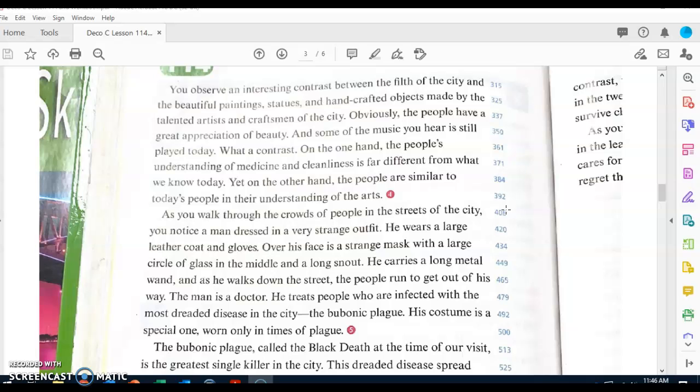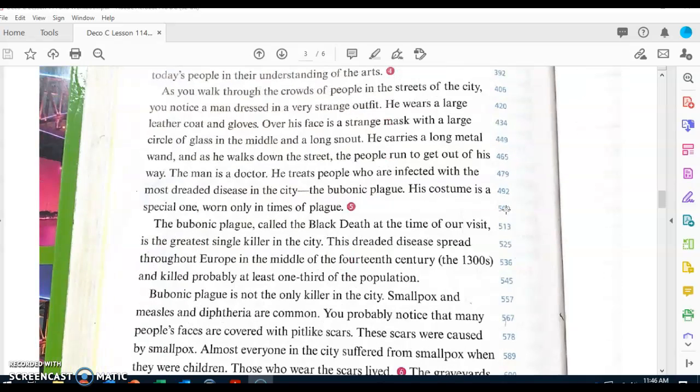Listen to question number 4. What great contrast existed in the city? The great contrast that existed in the city is between people's understanding of the arts and their understanding of medicine and cleanliness. Let's continue reading.